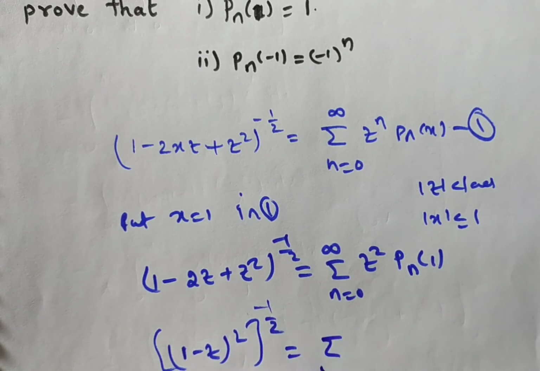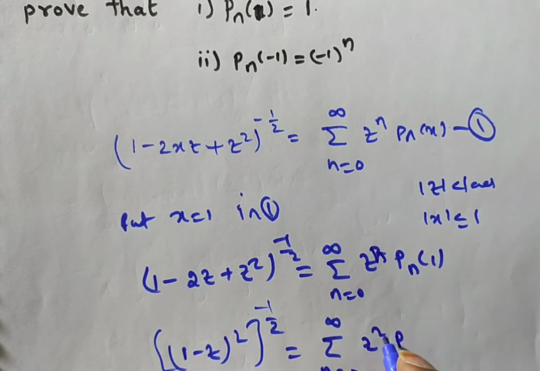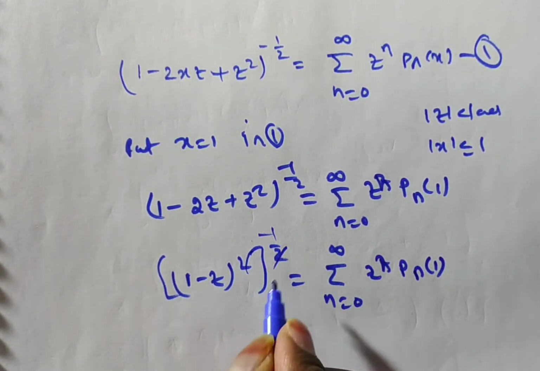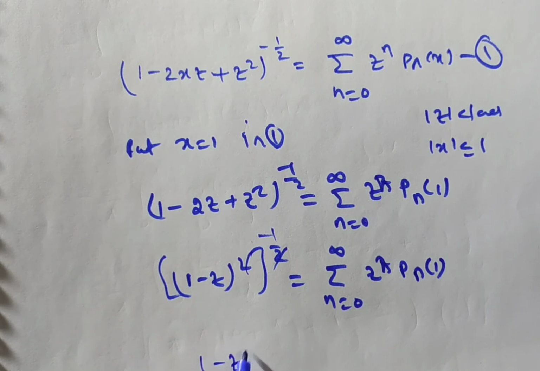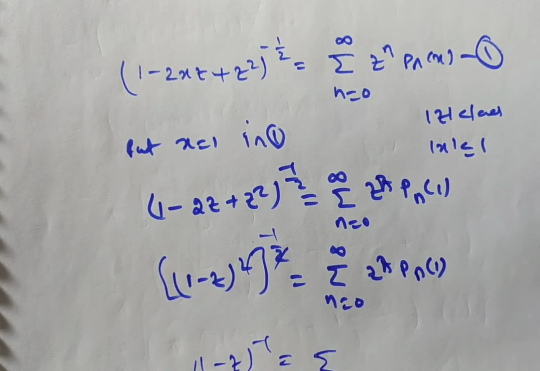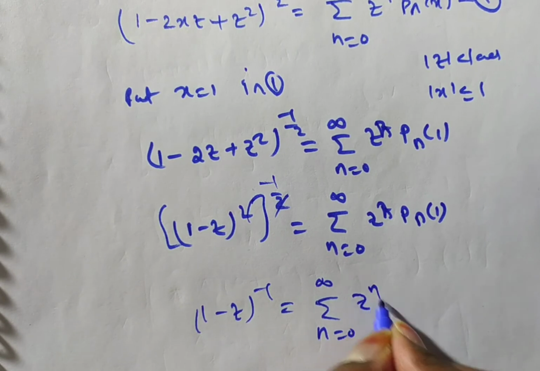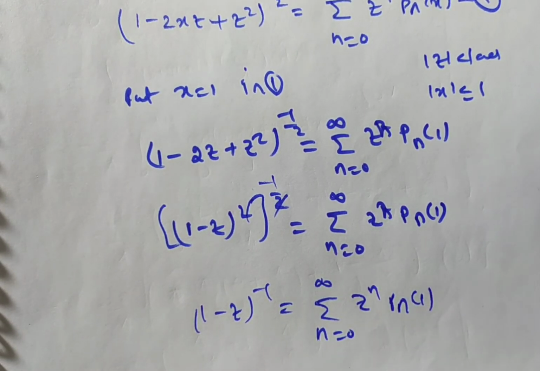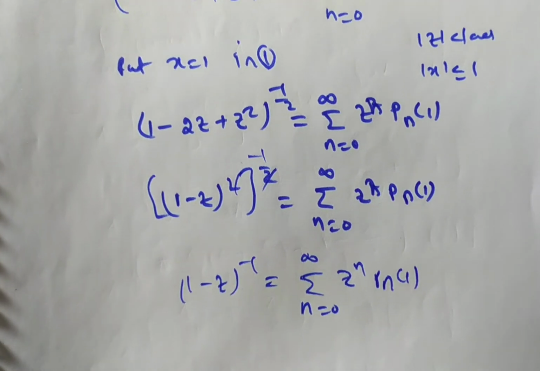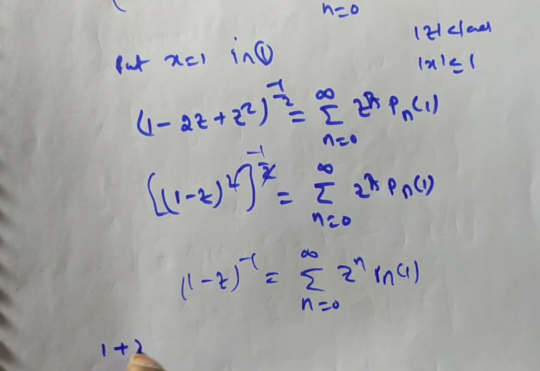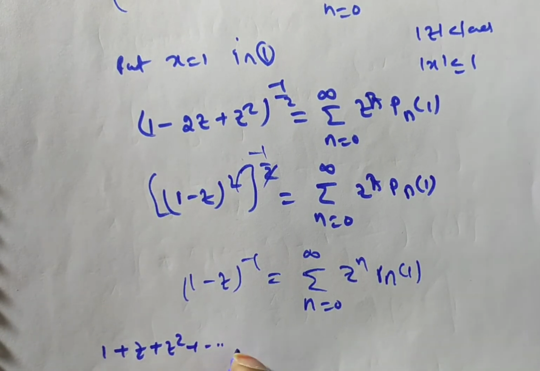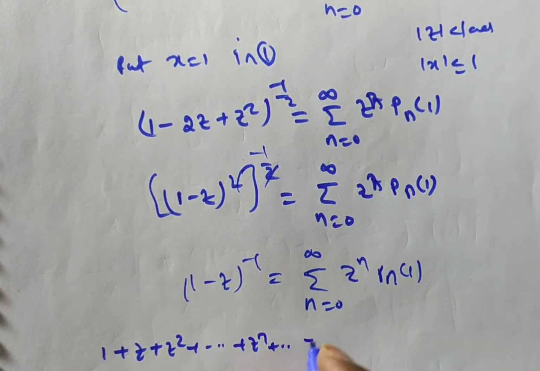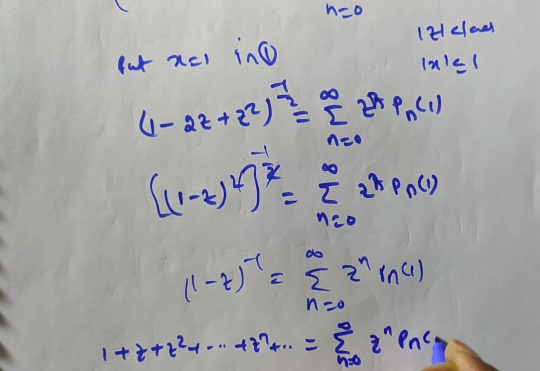and the power already there is minus 1 by 2, is equal to summation n is equal to 0 to infinity z power n into Pn of 1. Now the square and root get cancelled, so you will have (1 minus z) inverse is equal to summation n is equal to 0 to infinity z power n into Pn of 1. Do you know the expansion of (1 minus z) inverse? Yes, that is 1 plus z plus z square and so on, plus z power n and so on. So this is equal to summation n is equal to 0 to infinity z power n into Pn of 1.